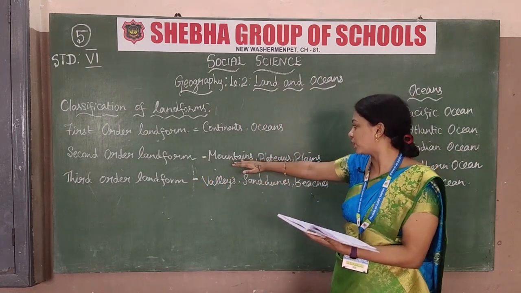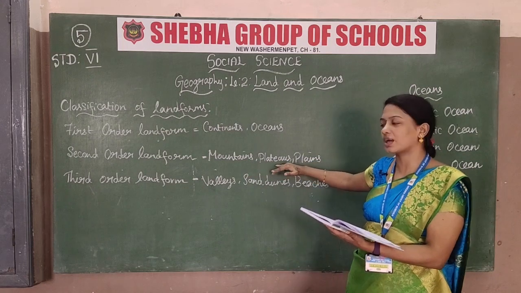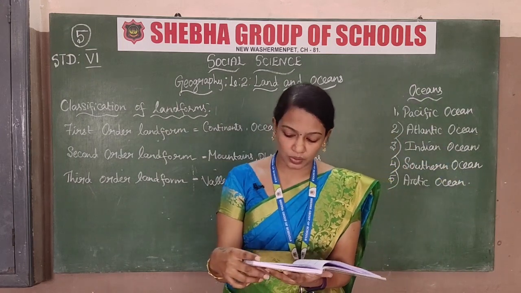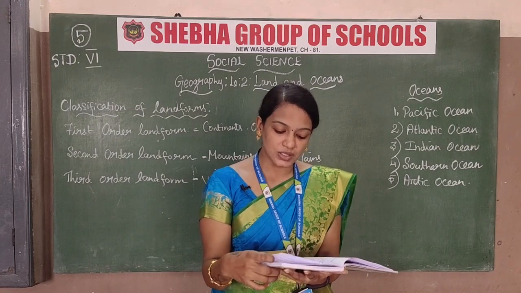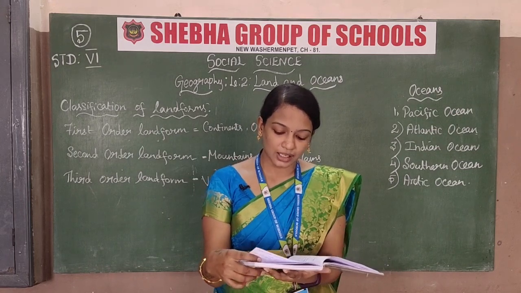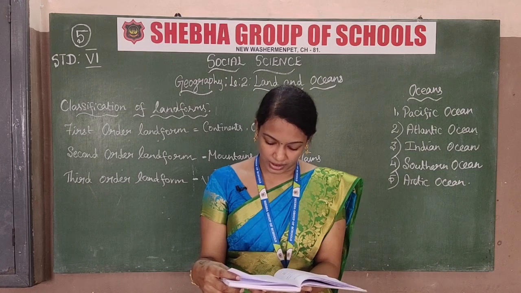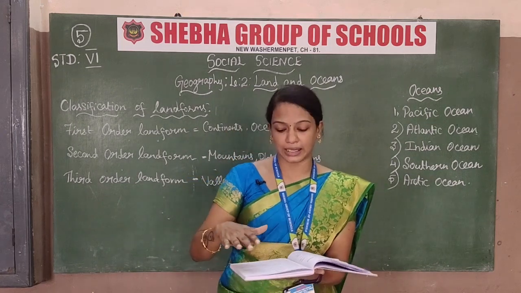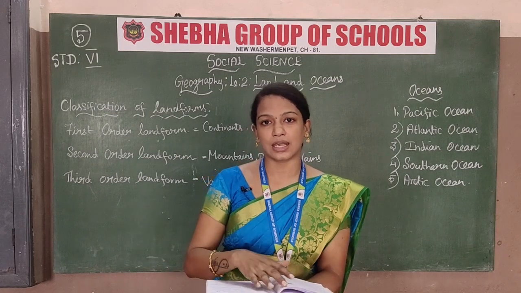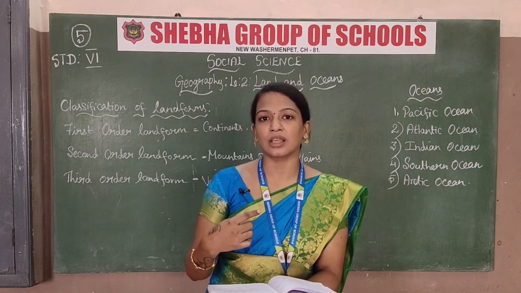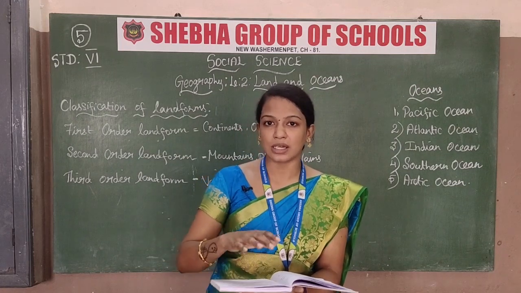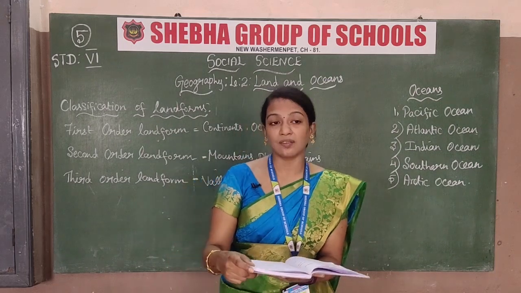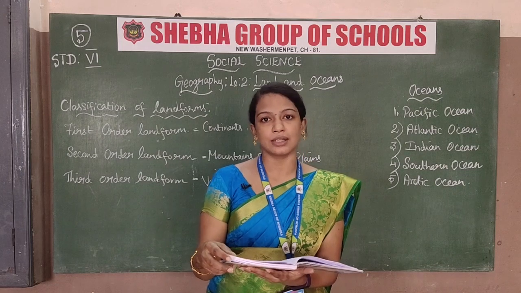I told mountains we finished, plateaus we finished, and next we have plains. Plains are flat and low lying lands. Plains are used extensively for agriculture due to the availability of water and fertile soil. Plains are low lying areas. In plains we do agricultural work, mostly due to the availability of water and fertile soil.